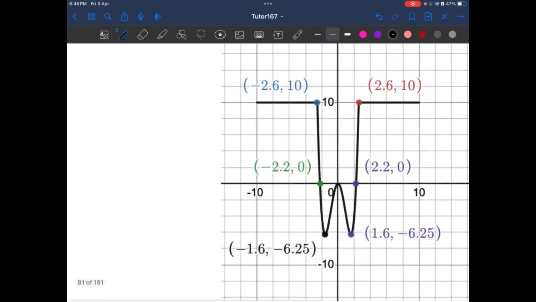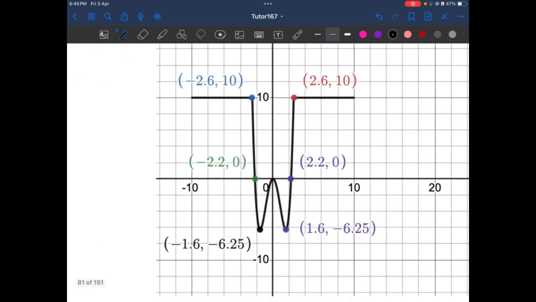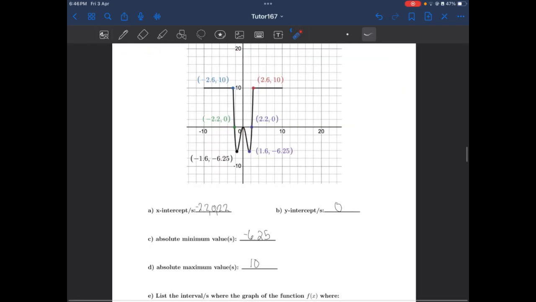Decreasing is where they're going down. So it's going down from here, that's negative 2.6, all the way down to negative 1.6. And then again at 0, 1.6.